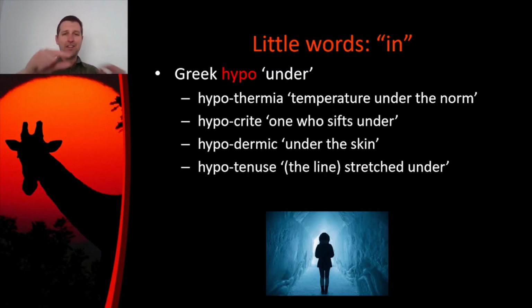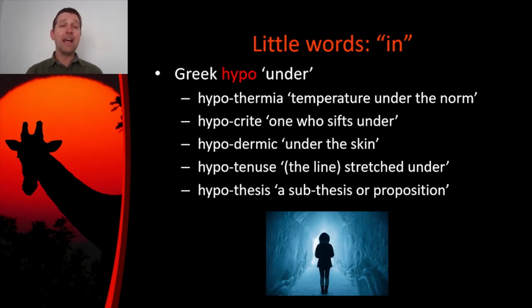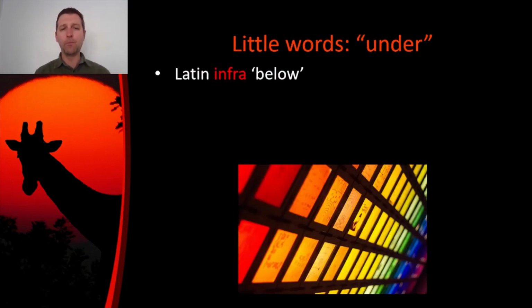Hypotenuse, this is a term that we see often in geometry. It is the line that is stretched under. It's the longest line of a particular kind of triangle. That's the hypotenuse. It's stretched under the other two shorter lines, and the Greeks named it that for that particular quality that it has. A hypothesis is actually just a sub-thesis. You can see the thesis part there, and hypo means under or sub if you want to translate it into Latin. So a hypothesis is just a sub-thesis or a proposition. That's originally at least what that word meant.